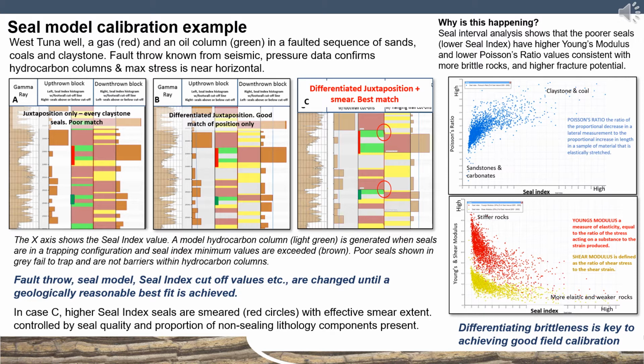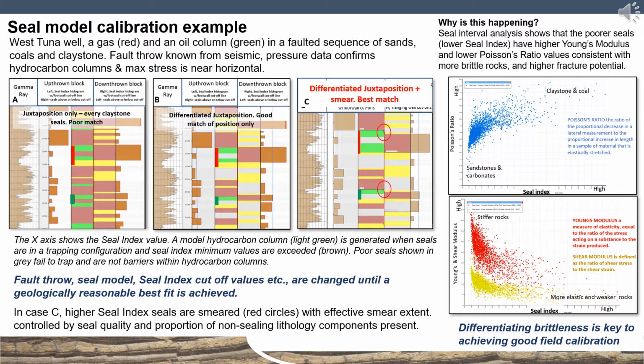Model A tests pure juxtaposition, and where there is juxtaposition of shales on either side of the fault, the model generates in light green a hydrocarbon column. And what you can see in case A is that there is not a very good match to the actual hydrocarbon distribution.